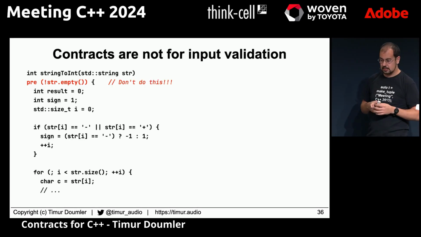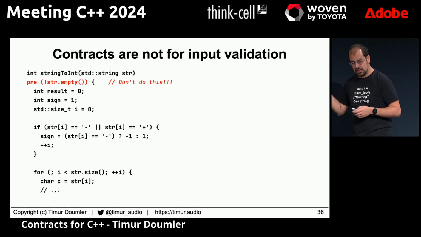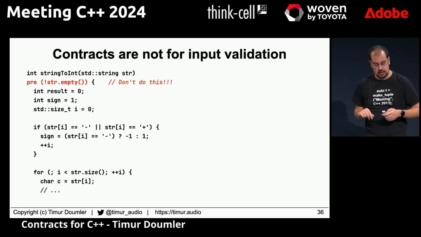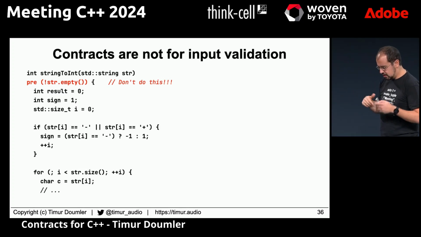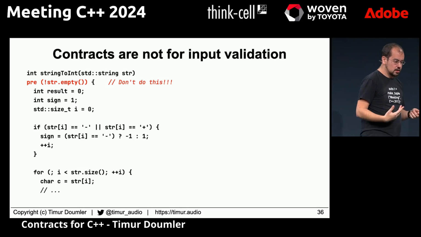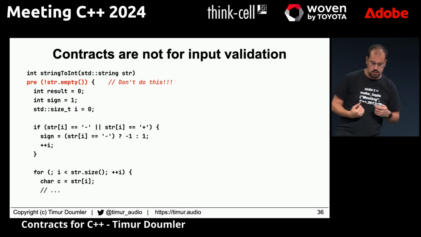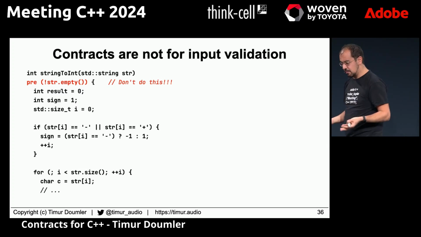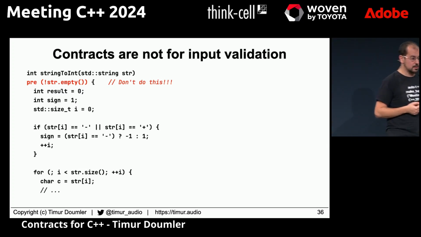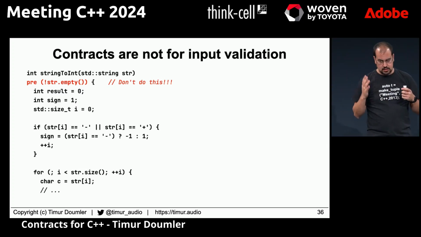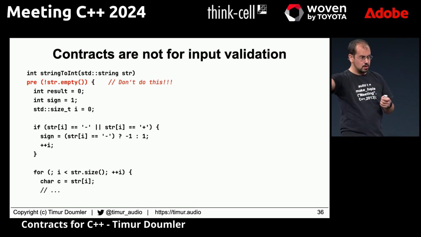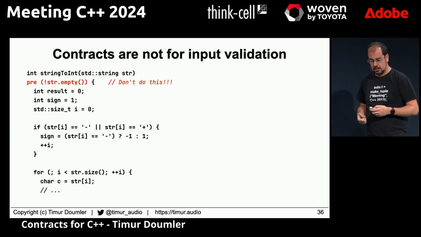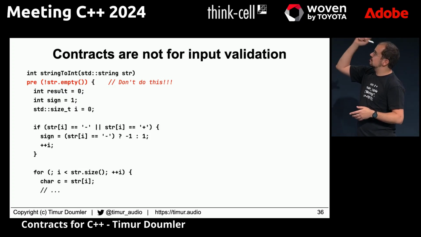So contracts are, in particular, not for input validation. If you, for example, here have a function that takes a string and parses it, right? And then if it takes an empty string, that would be an error. Then you shouldn't do this with a precondition assertion unless you're sure that the string definitely will not be empty, because you set up your program in such a way that that can never happen unless you have a bug right there. But if the string comes from a file or the network or some user thing that you don't have control over, then you don't want to do this, because this is a redundant check.